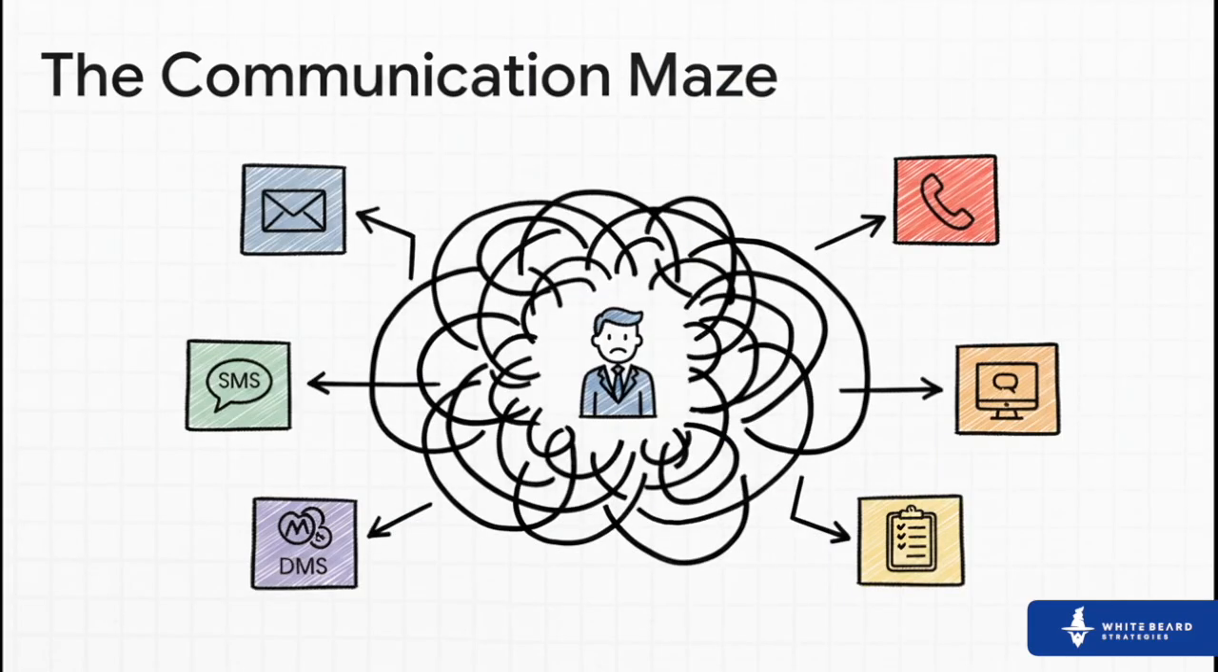And this right here really paints the picture of the chaos, doesn't it? We're not talking about just one or two places. It's a full-blown maze. You've got emails over here, texts over there, website chats, social DMs, forms people fill out, phone calls, and every single one is living in its own little world, completely cut off from all the others.